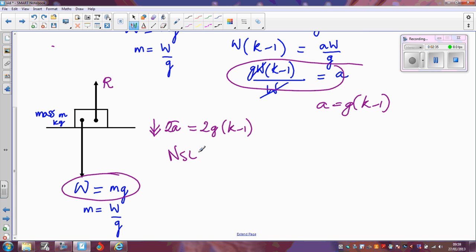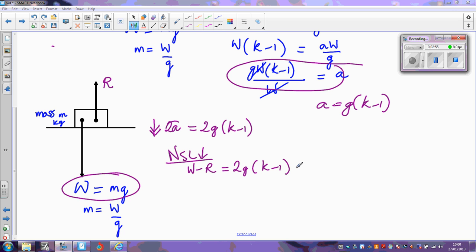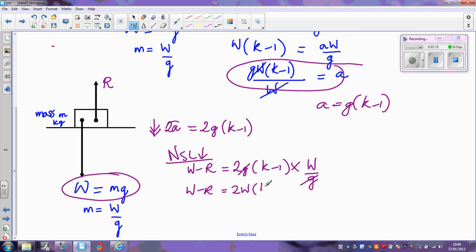Okay, so let's apply Newton's second law in a downwards direction, which is the direction of the acceleration. So the overall force acting downwards is W, so again we've got W minus R is equal to the mass times the acceleration. And the acceleration now is 2g times K minus 1, and that's multiplied by the mass, and the mass is still W over g. Okay, the g's cancel each other out, and we're left with W minus R is equal to 2W times K minus 1. If we remove the brackets, W minus R is 2WK minus 2W.